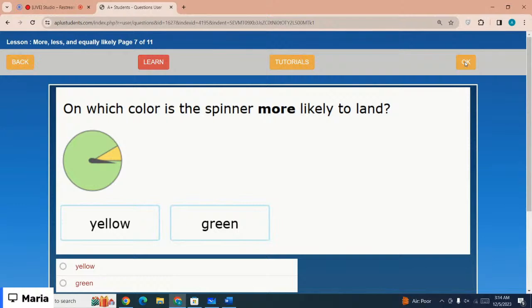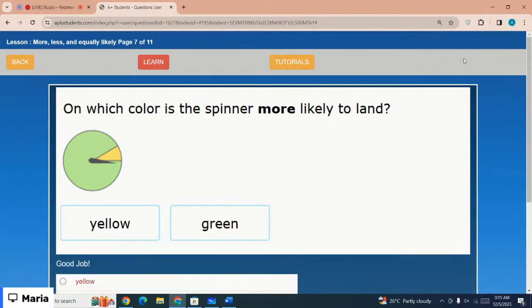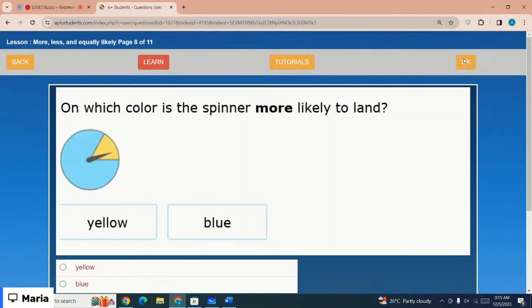On which color is the spinner more likely to land? Which is the correct option? The correct option is... Yes, it is more likely to land on green because most of the portion of the spinner is green. On which color is the spinner more likely to land, which is the correct option?